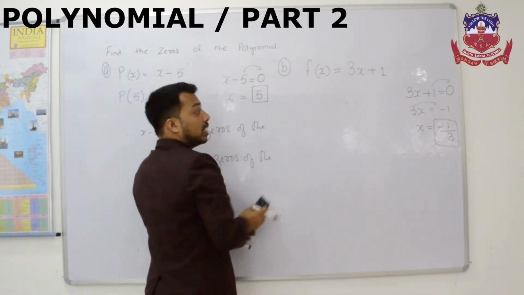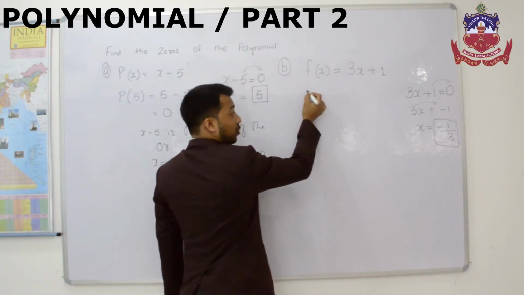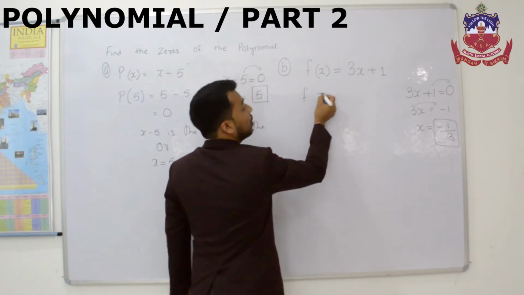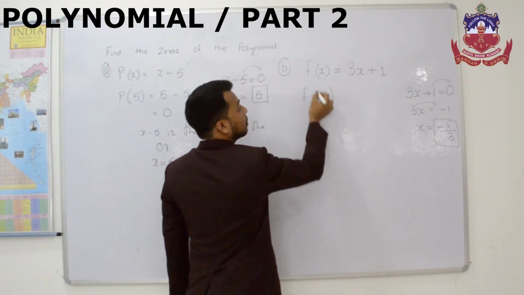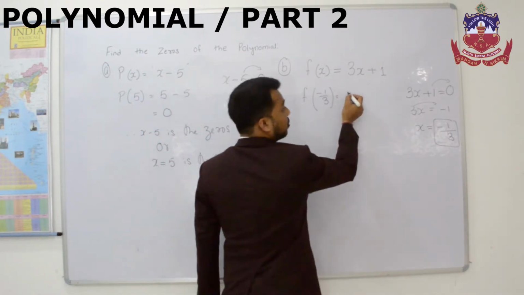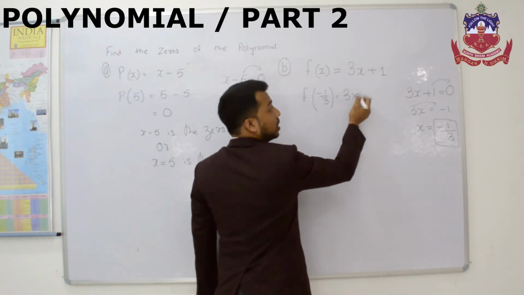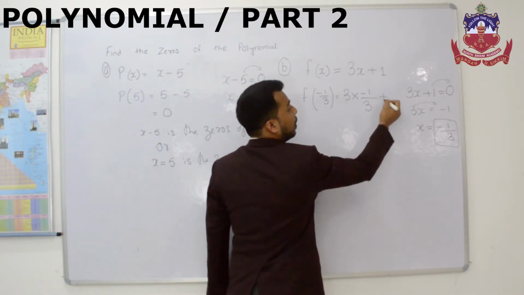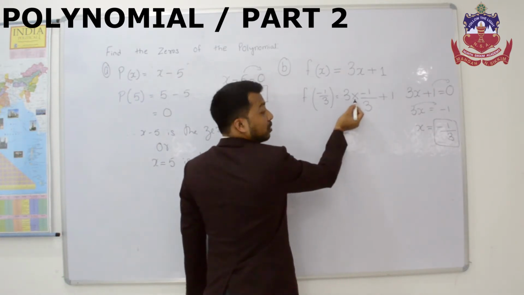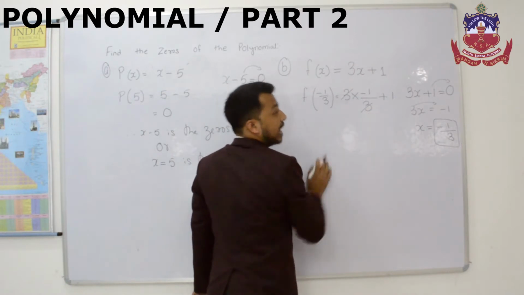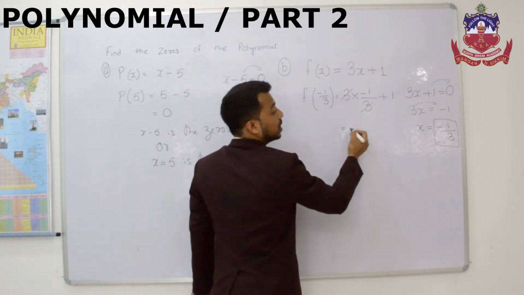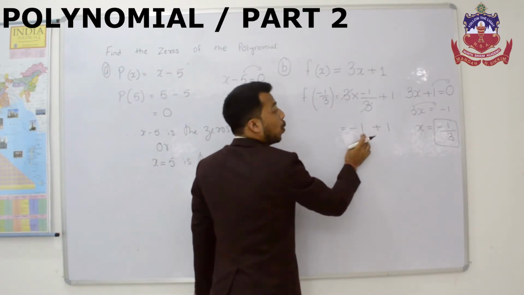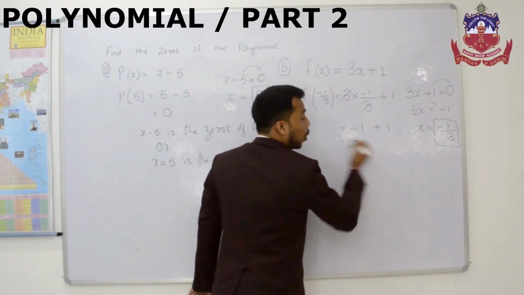Now, in the next step, we come to the question and instead of the x, we put the value which is minus 1 by 3. That will give us 3 into minus 1 divided by 3, and then we have plus 1. Because of the multiplication, this 3 and this 3 get cancelled. So, in the next step, we are left with minus 1 plus 1. 1 minus 1 will give you 0.